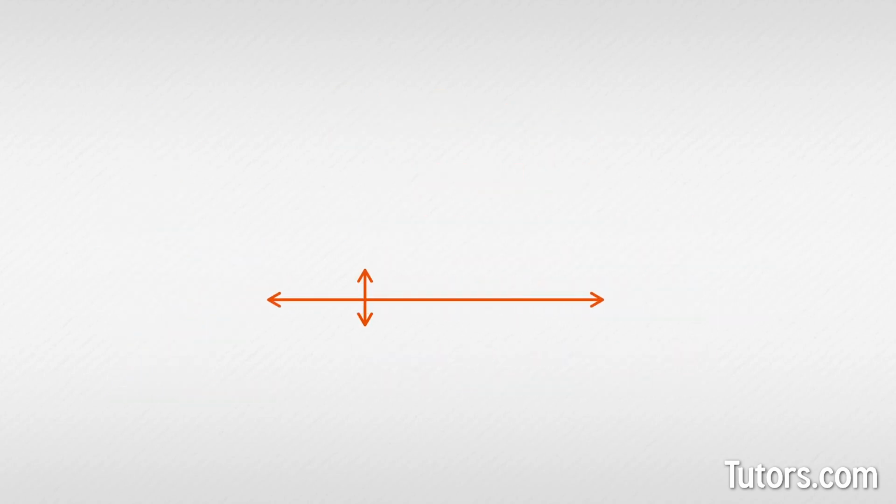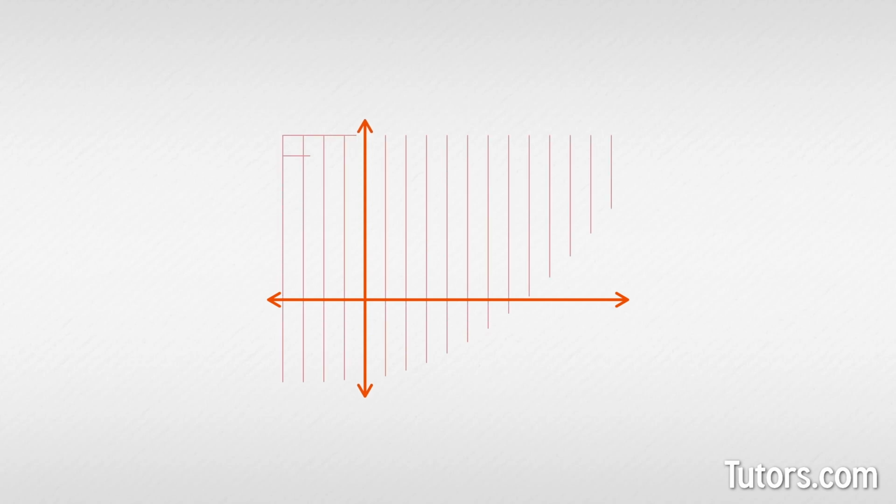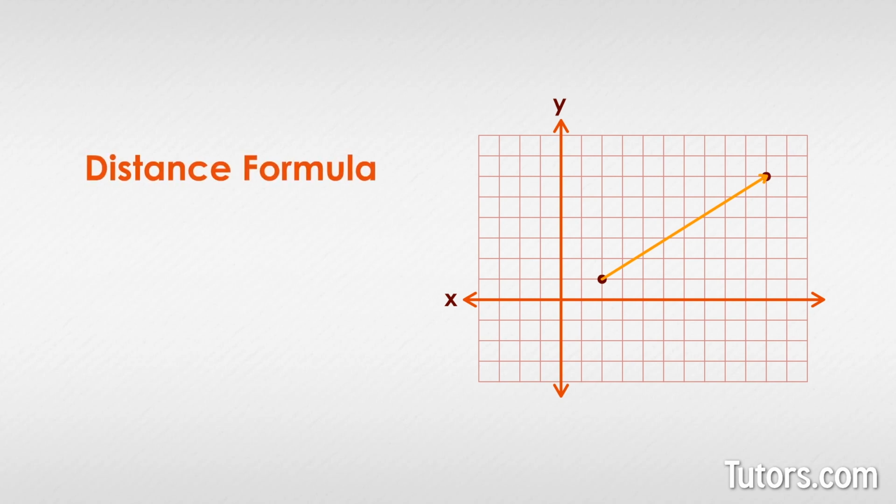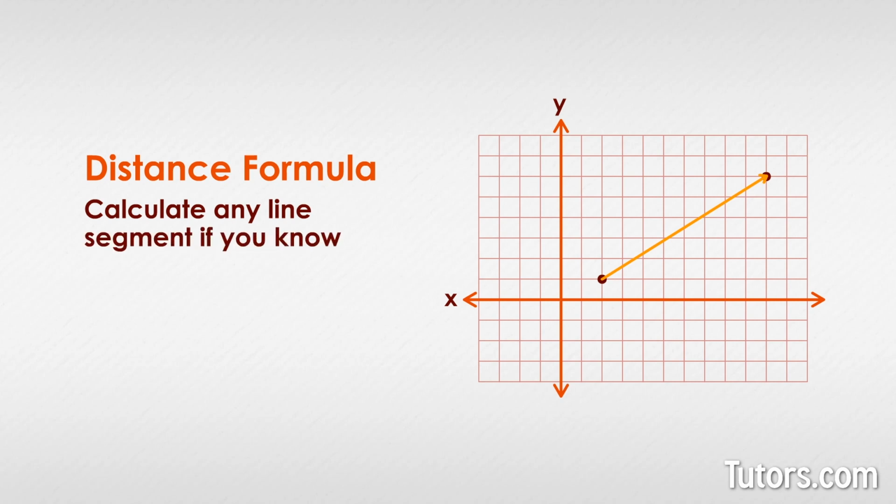In a Cartesian grid, to measure a line segment that is either vertical or horizontal is simple enough. You can count the distance either up or down the y-axis or across the x-axis. But what about diagonal lines? This is where the distance formula comes in. You can use the distance formula to calculate any line segment if you know the coordinates of the two endpoints.